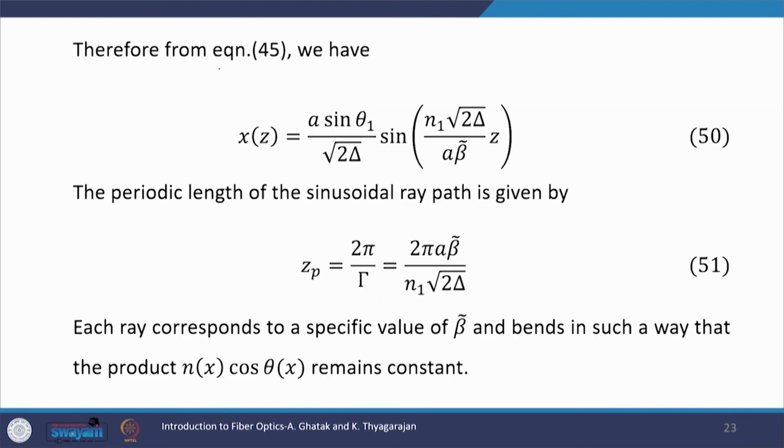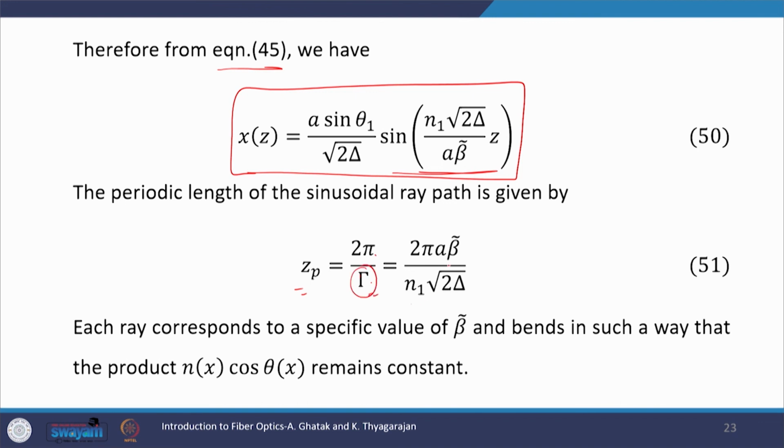Now, substituting the expression of capital gamma back into equation number 45, we get this ray equation. You see that it is a sinusoidal function, therefore we can easily calculate the periodicity, which is given by 2 pi by capital gamma, and from here after substituting the value of capital gamma, we get this value of Zp, the periodic length of the sinusoidal ray. This means this length.